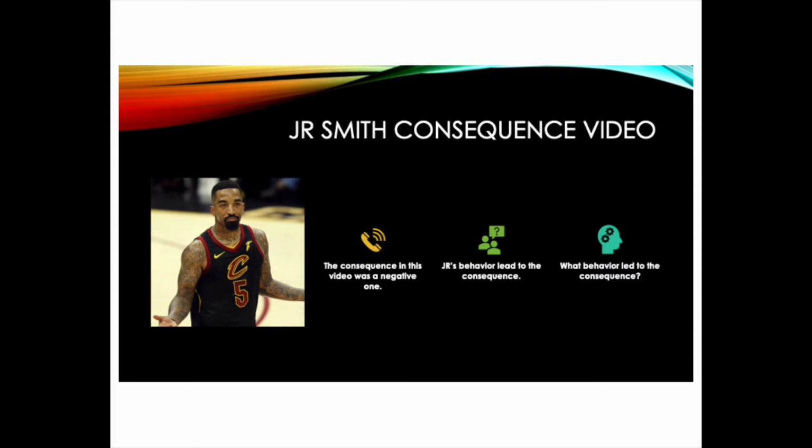So in this video, the consequence was negative. There was a technical foul called on J.R. Smith because there was a foul called on J.R. Smith that he did not agree with, and he behaved poorly in response to that foul being called on him. So he got a technical foul as a result of it. So his poor behavior led to his team getting a technical foul. And his behavior led to that consequence.